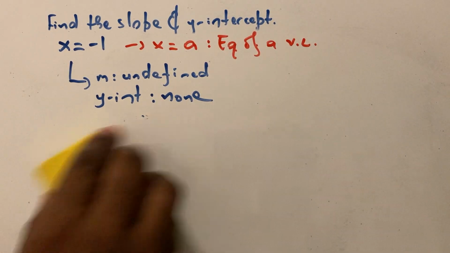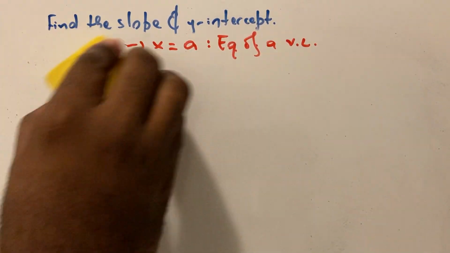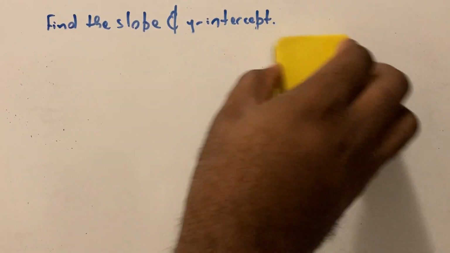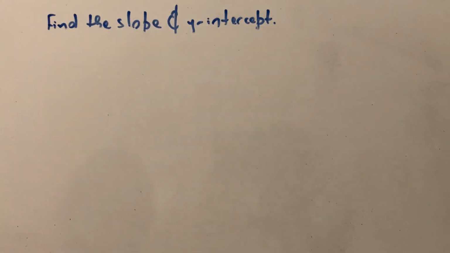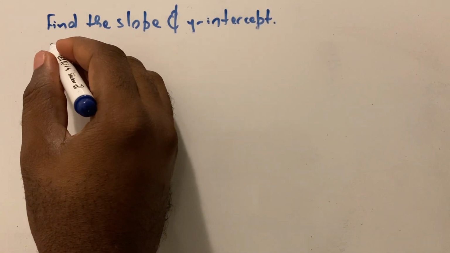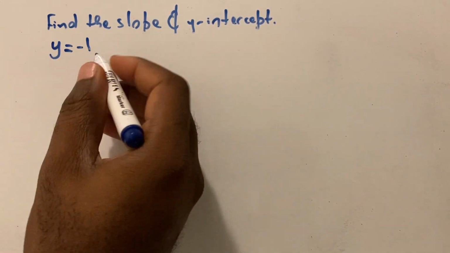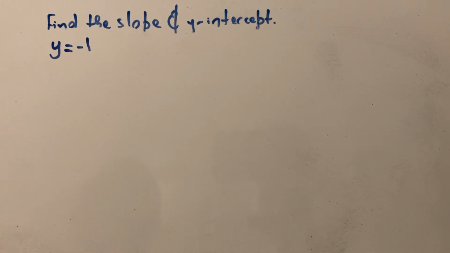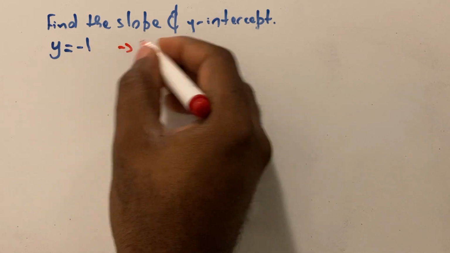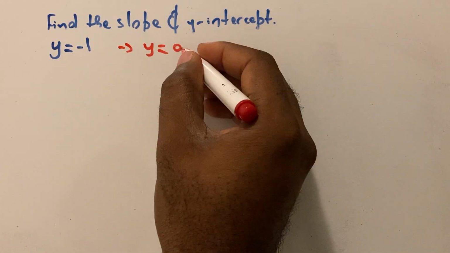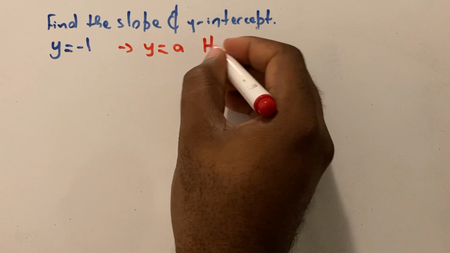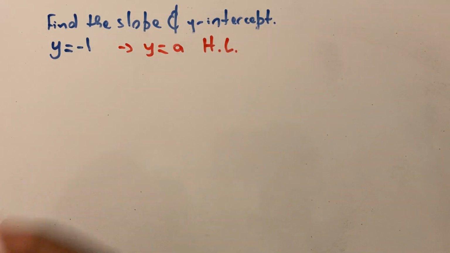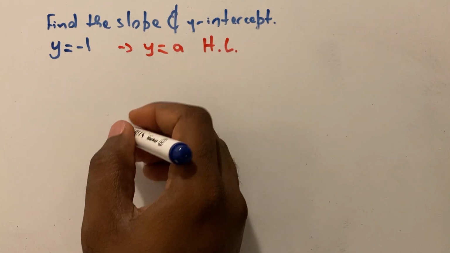Because I'm trying to show you all the cases, the possibilities, the cases you may encounter when solving such problems. So let's say you had, for example, y equals -1 instead. So if you have y equals -1, well, in this case, you know that y equals a, this is actually a horizontal line, okay? A horizontal line. What does that mean? Okay, let me graph it for you so you can see what I mean.